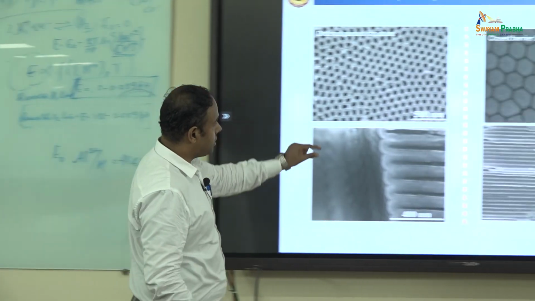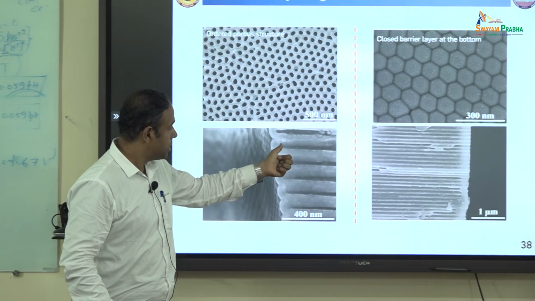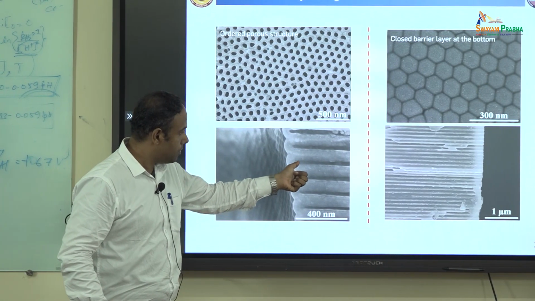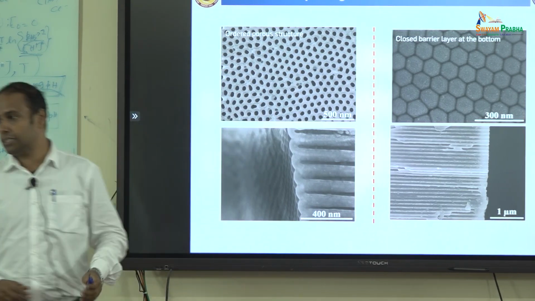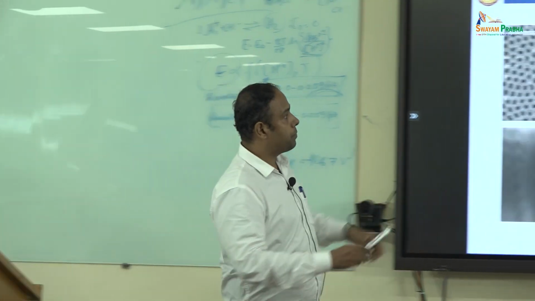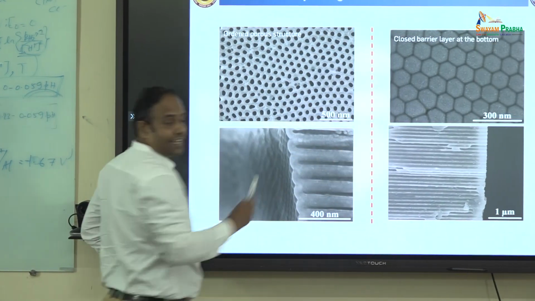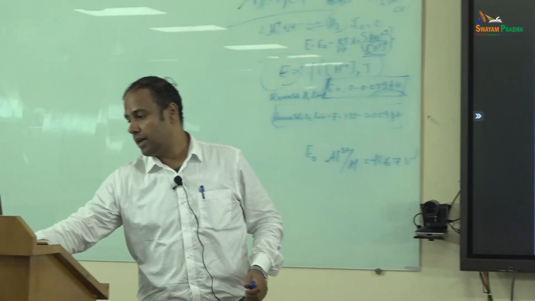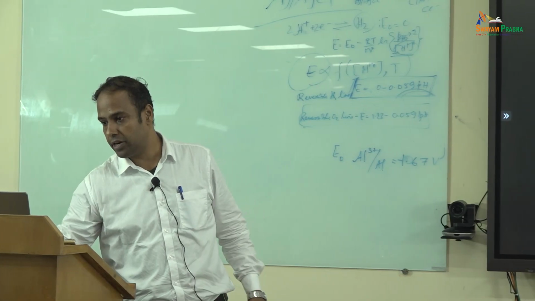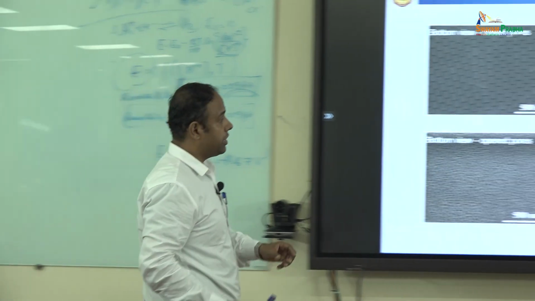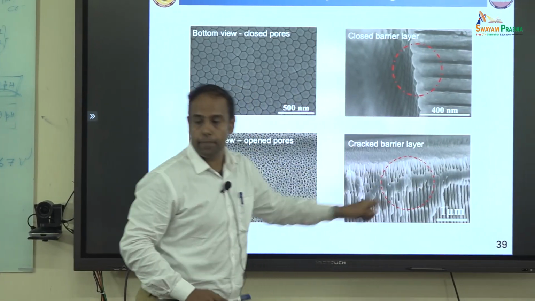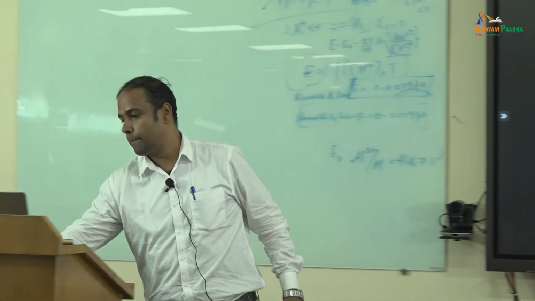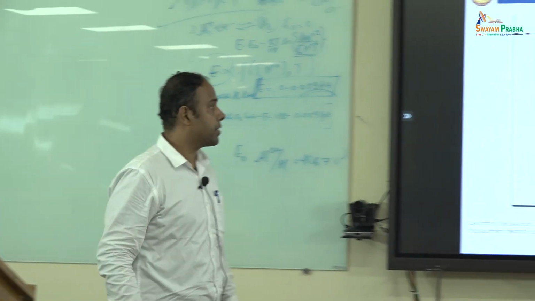Is it really porous? This is a cross sectional image. You see the barrier layer at the bottom. This is the channel which runs a long distance. And if you look at the bottom of the pore, it is all closed in a hexagonal fashion. So we did the barrier layer thinning to open up the closed pores, and you see that it is all opened, and we used a simple electrochemical concept.